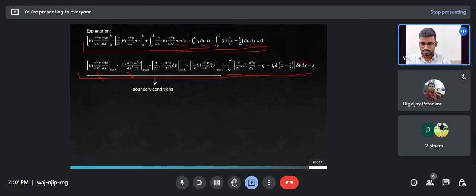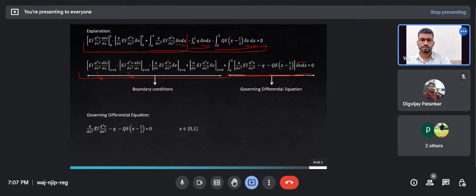So these terms will give you the boundary conditions of the problem, and these will give you the governing differential equations, right? If you equate these terms equal to 0, then only the integration of this whole term will be equal to 0. So this will give you the governing differential equations of the system. Right? This is how you will write the governing differential equations.